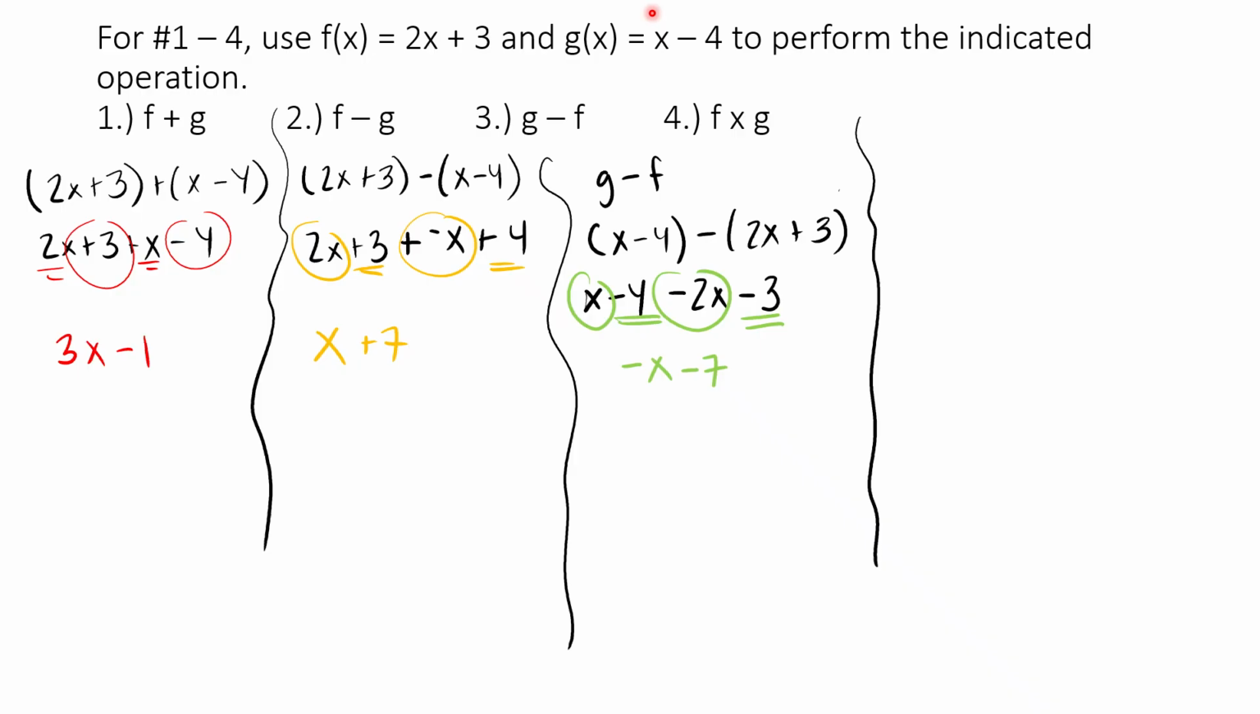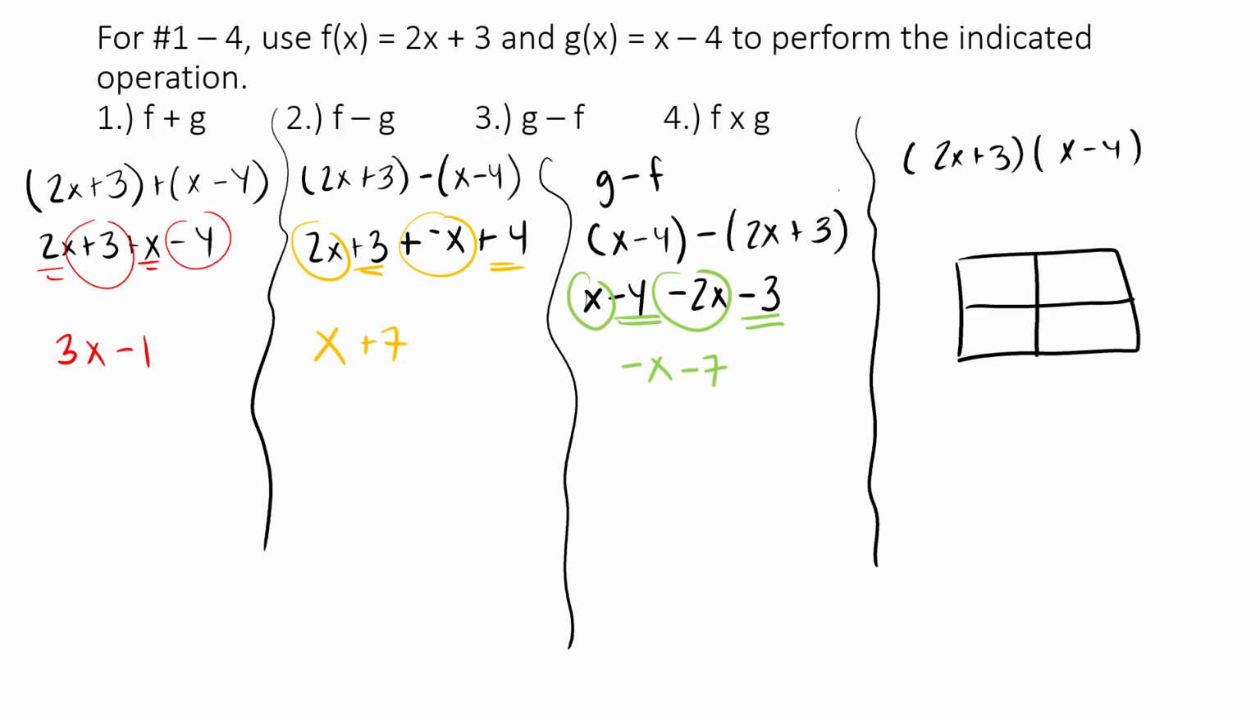All right, and the last one is multiplication. So we are going to be doing 2x plus 3 times x minus 4, and we're going to set that up with our area model. So 2x plus 3 and x minus 4. So this is 2x squared plus 3x minus 8x minus 12. And of course, our like terms land on the diagonal, which is really nice. And we get 2x squared minus 5x minus 12 for our multiplication there.